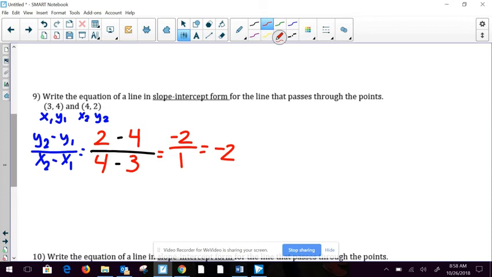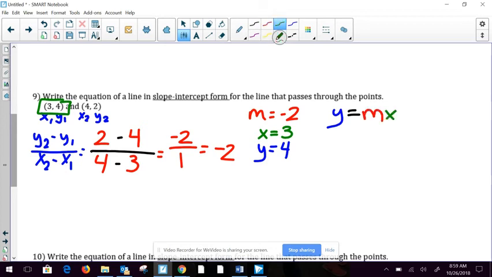So just like I did in the previous problem, I'm going to write this down. M is equal to -2. Now I look at my points. Which point do I want to use? All right, so I think this time I'm going to use the first point, 3 over 4. So I'm going to write down my x is equal to, what is x equal to in that point? Right, 3. And now I'm going to write down my y. What is y equal to in that point? Good, 4. So what's that formula again? Y is equal to mx plus b. So y is equal to my m, and then my x, and then plus b.